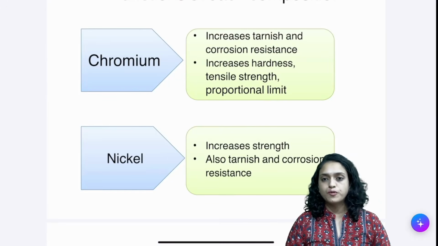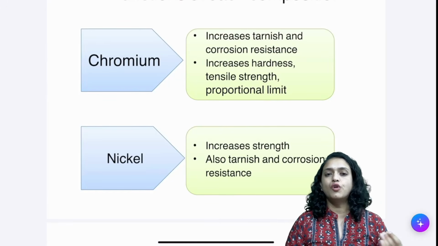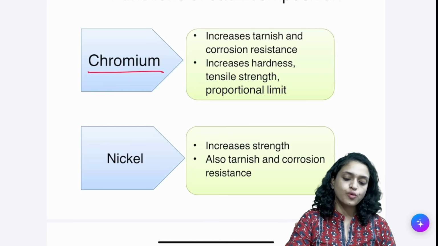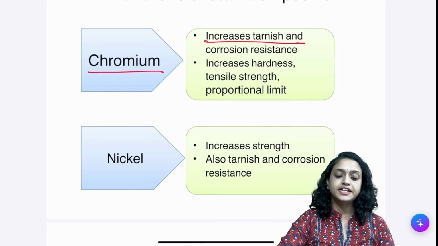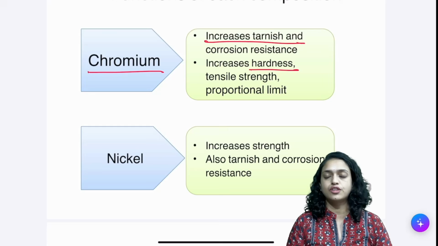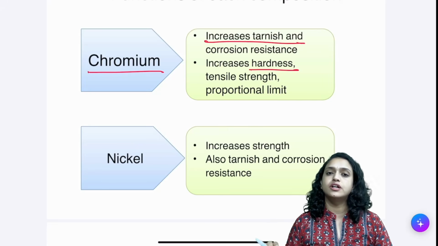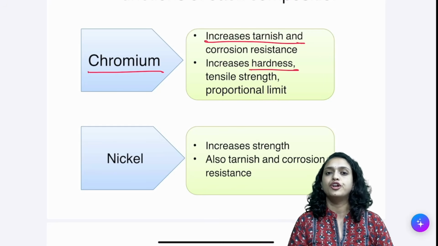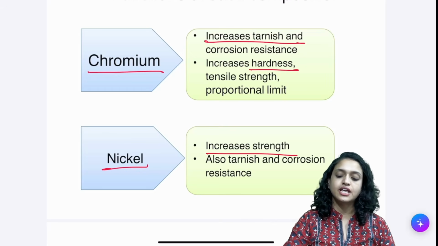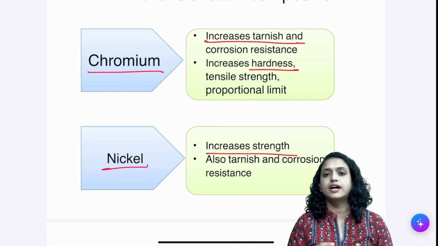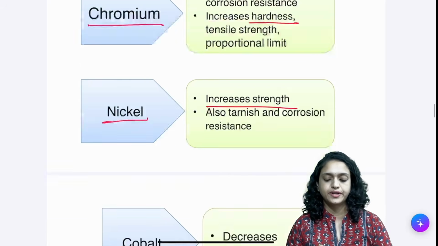So what is the composition of the stainless steel and what are their functions? Like I said, chromium increases the tarnish and corrosion resistance. It increases the hardness and strength of the material. Corrosion resistance of stainless steel is majorly contributed by chromium. So what does nickel do? It increases the strength and also increases the tarnish and corrosion resistance a little bit.